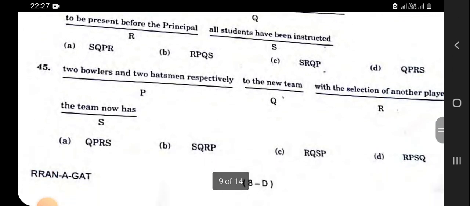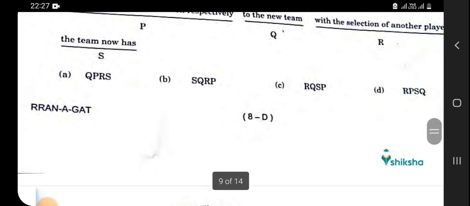Now 45 is quite fishy because you can feel like two options might be the answer, but no, you have to match the options thoroughly. So look, two bowlers and two batsmen respectively to the new team with the selection of another player the team has now. So look, first we should go for the R, with the selection of another player, followed by Q, to the new team. Then S, the team now has 2 bowlers and 2 batsmen respectively. So 45 will be C.